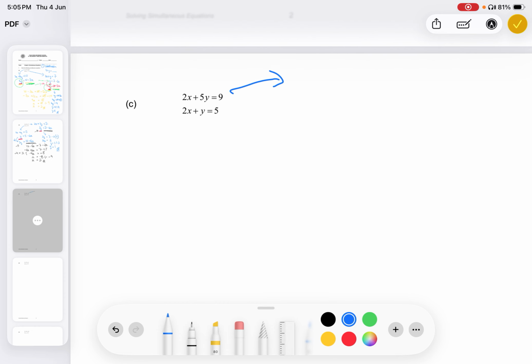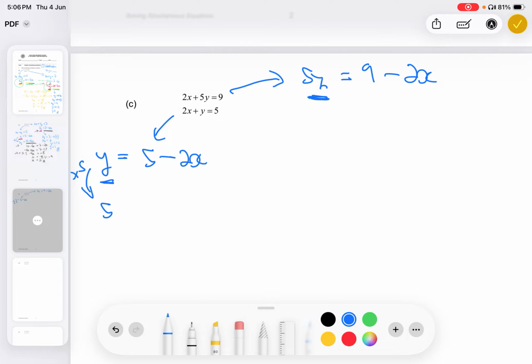I make y the subject. 5y is 9 minus 2x. So this one will be y will be 5 minus 2x. So this one I need to times 5. Since this is y, this is 5y. So 5y is 25 minus 10x.